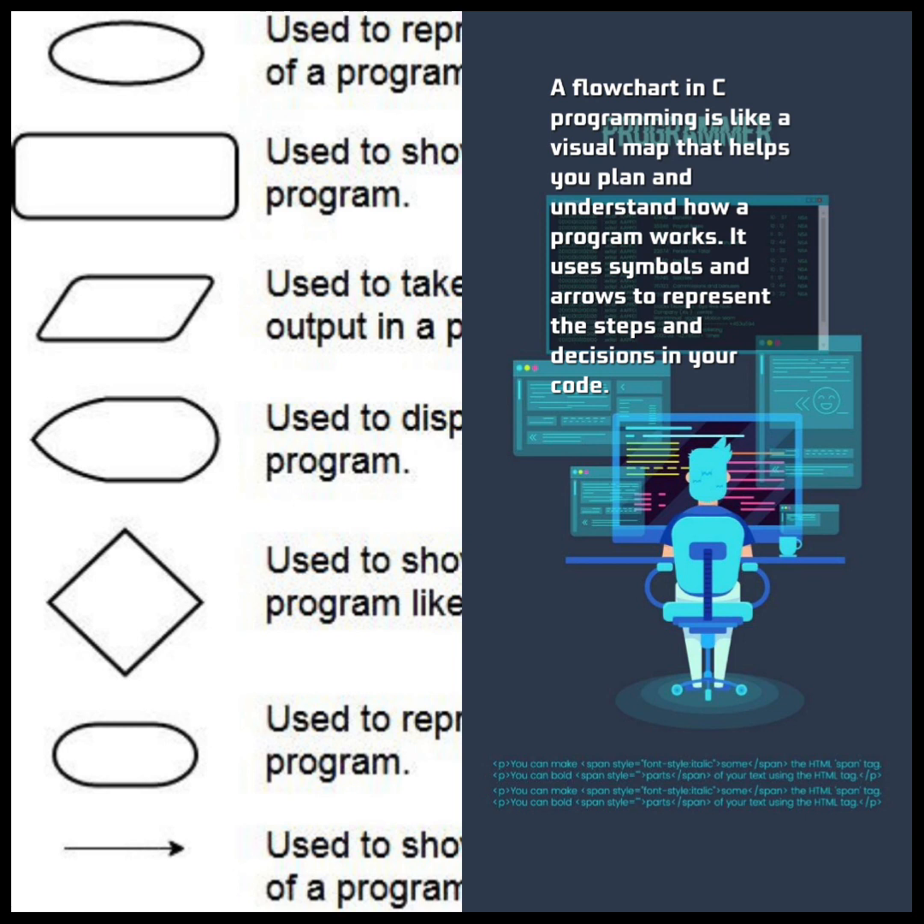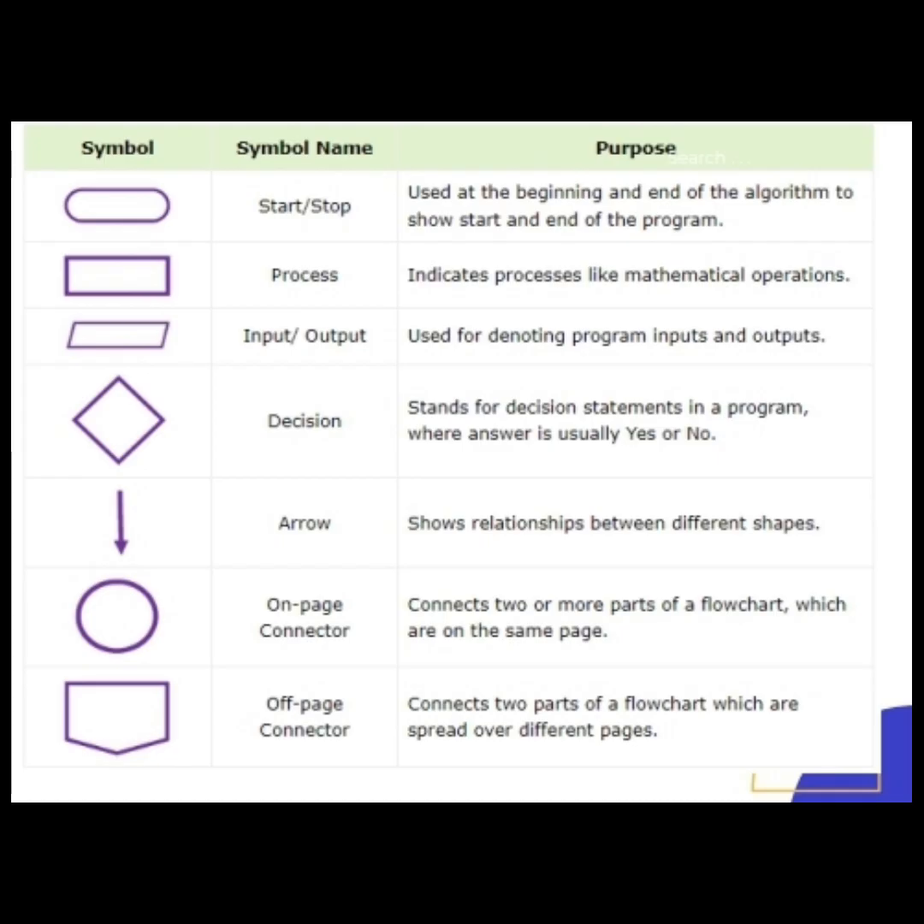You start at one point, follow the arrows which show the order of actions, make decisions at diamond-shaped symbols, and keep going until you reach the end. It is a helpful tool for designing, debugging, or explaining your code to others. This template represents the flow of a flowchart and the meaning of every shape. The first shape is the oval. Oval stands for start and stop. It is used at the beginning and the end of the algorithm to show the start and the end of the program.